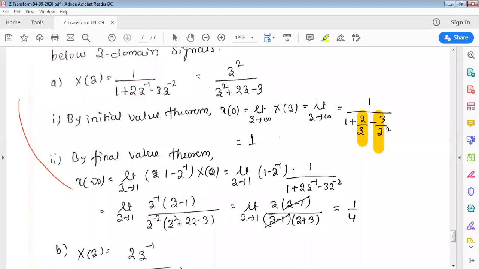Okay, this theorem you have to understand and solve the problem. Okay, so two more problems are solved in this one. I'll share the notes to you. You can go through it. So both the problems have the same method. Okay.